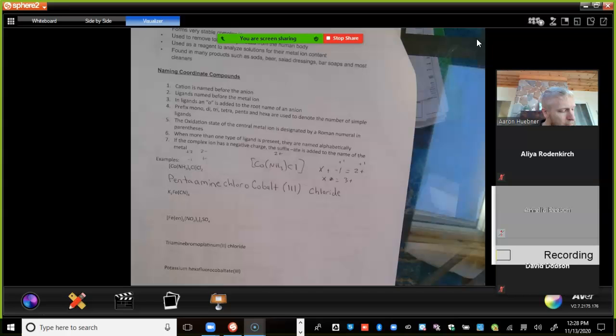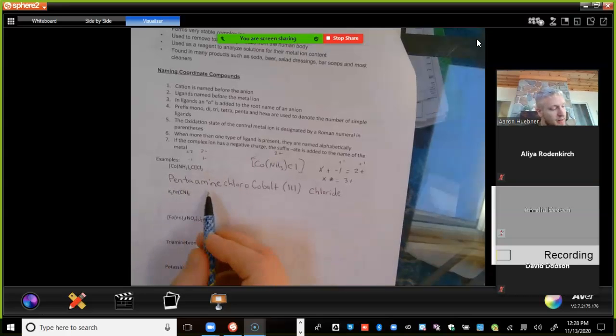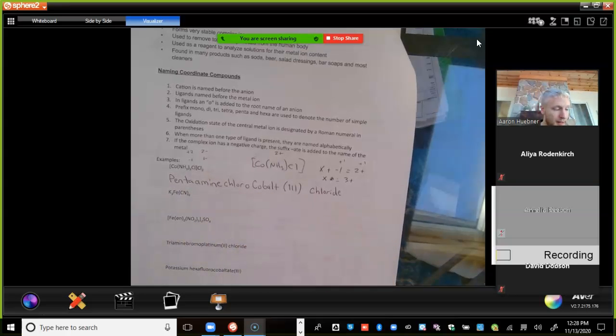All right. Hey, there it is. And we already wrote our ending, our anion chloride. That was probably the easiest part. We got pentaamminechlorocobalt(III) chloride. That's the name of the coordination compound. All right. If you weren't having fun with that one, well, then this next one is just for you.